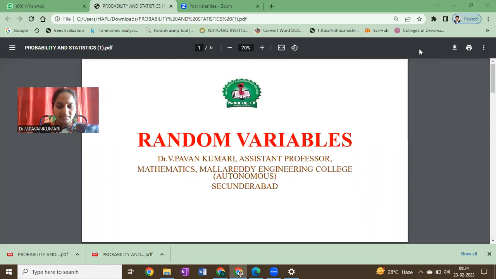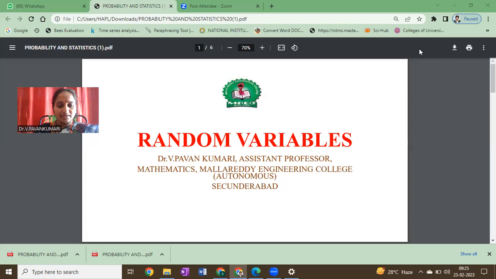Today I am explaining random variables. A random variable is a variable that assigns a number to the outcome of each experiment. It is denoted by capital X. There are two types of random variables: one is the discrete random variable and the second is the continuous random variable.